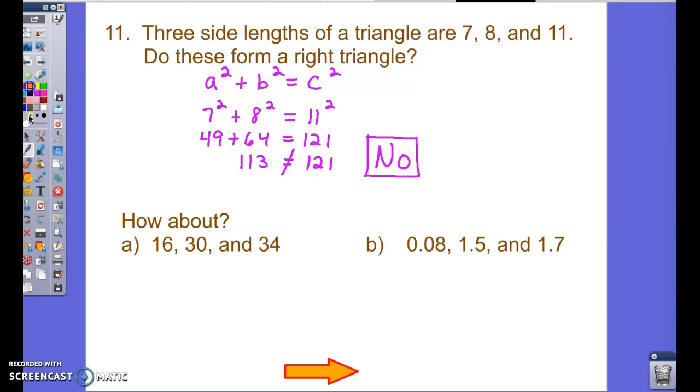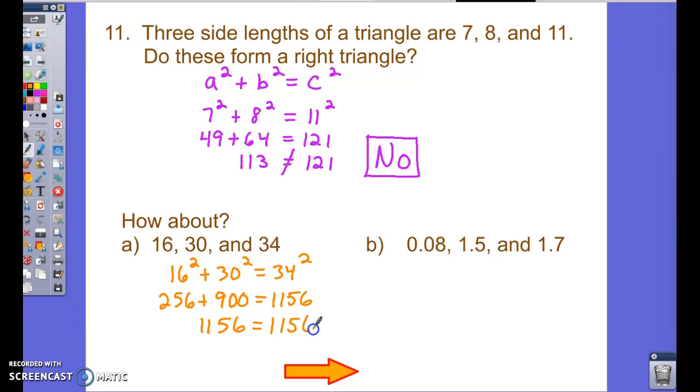So we have another example down here: 16, 30, and 34. I'm going to go ahead and substitute those values into the Pythagorean theorem and see if it checks out as being a right triangle. Now you'll see in this case that the left side does equal the right side. That means that this must be a right triangle, because when we put those values in for the Pythagorean theorem, the left side did in fact equal the right side.